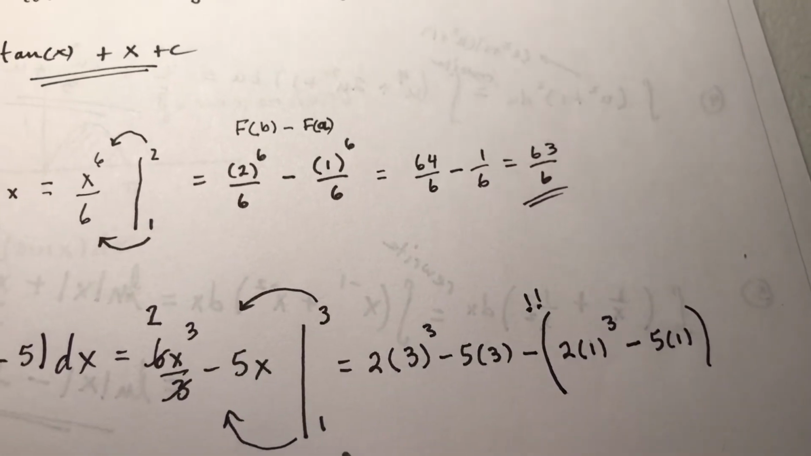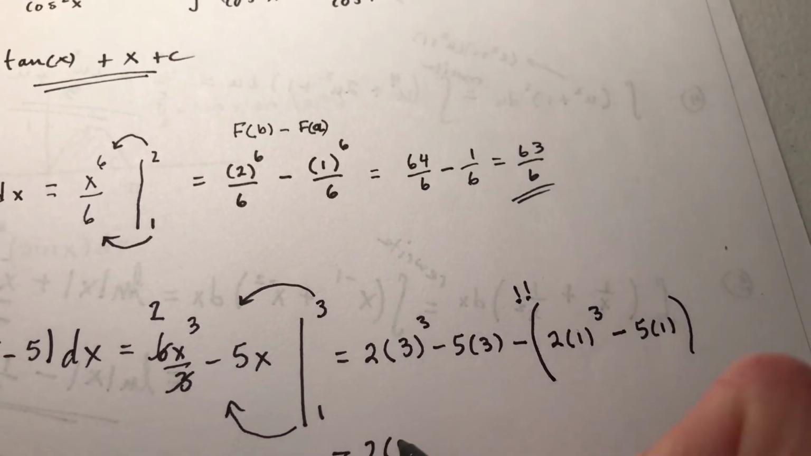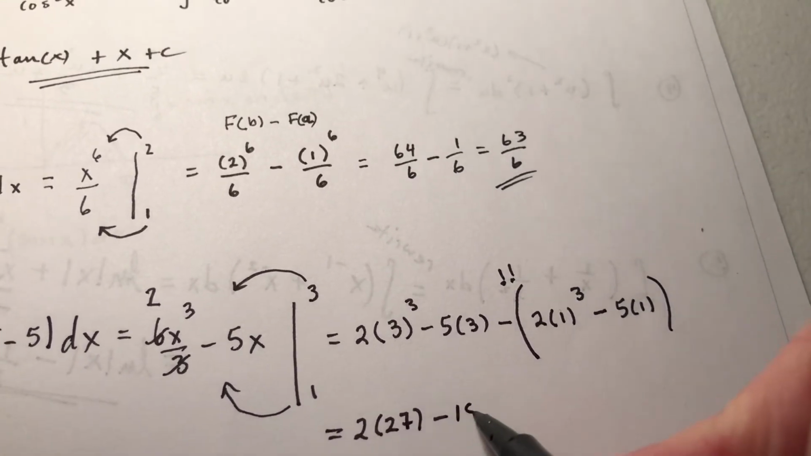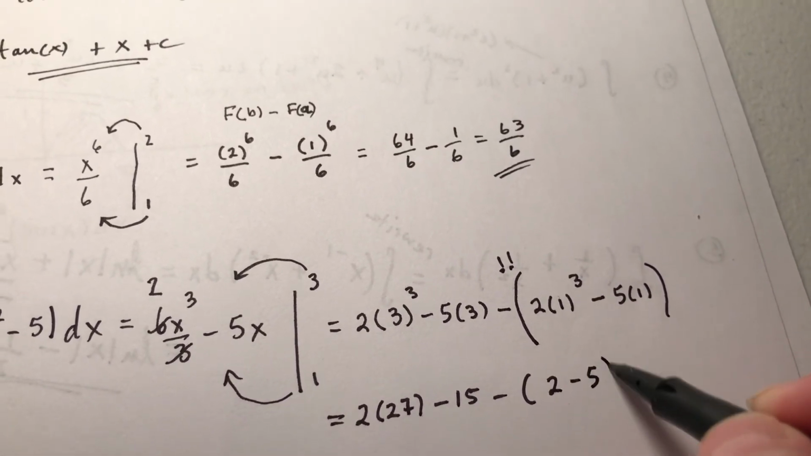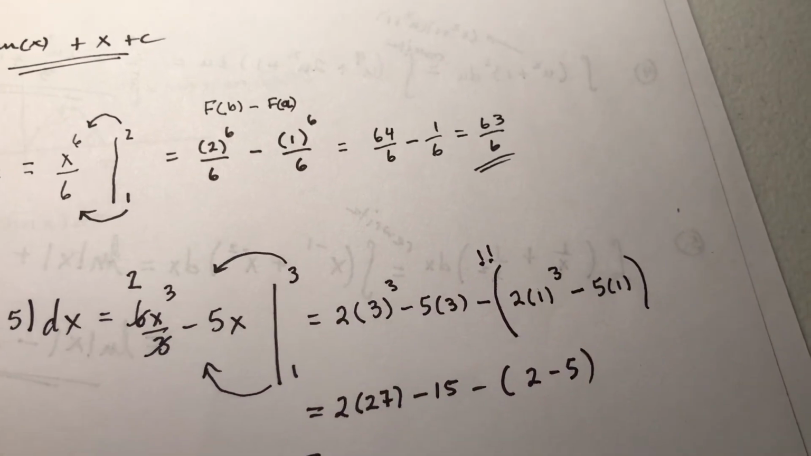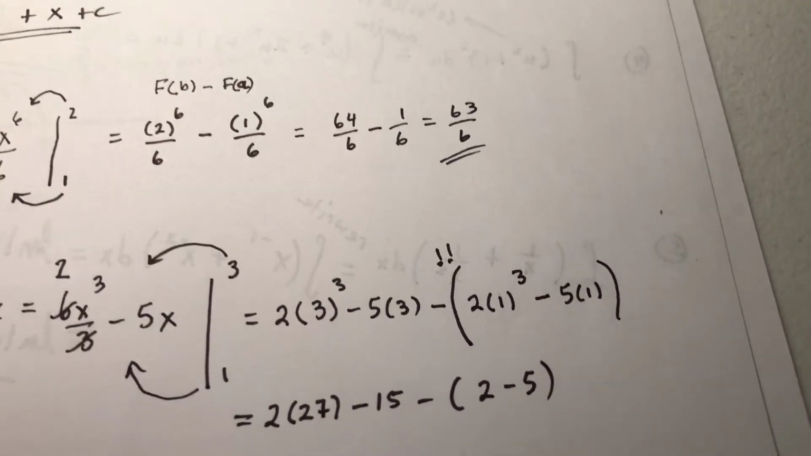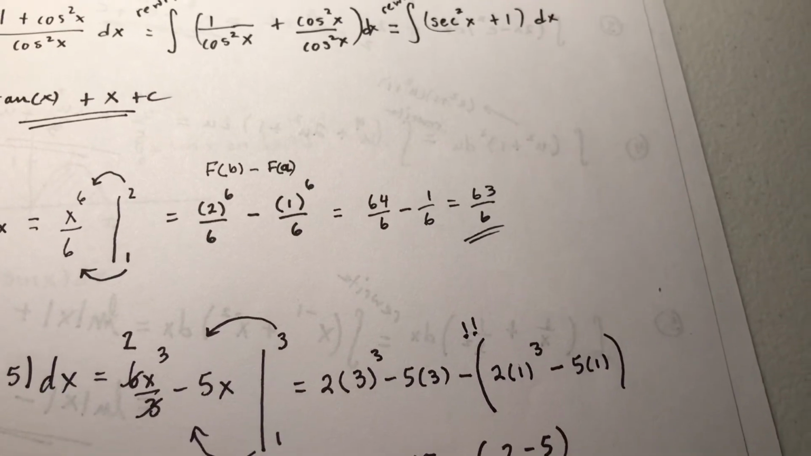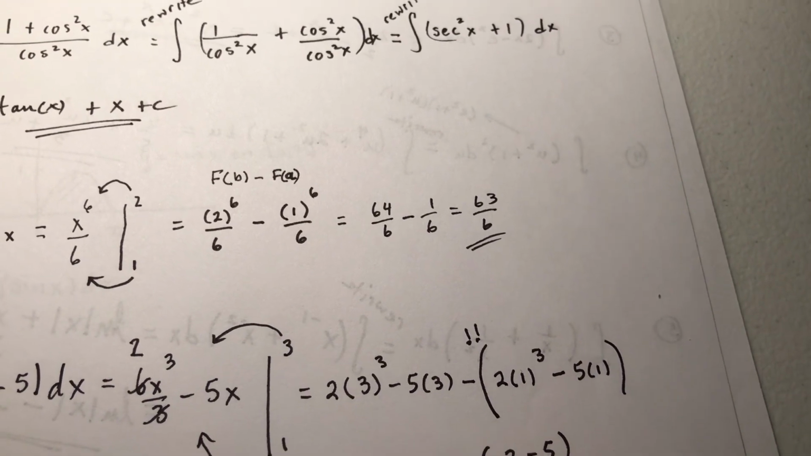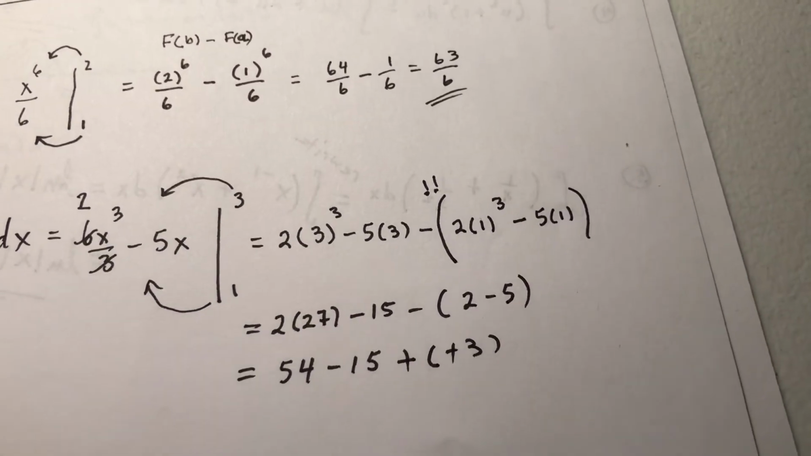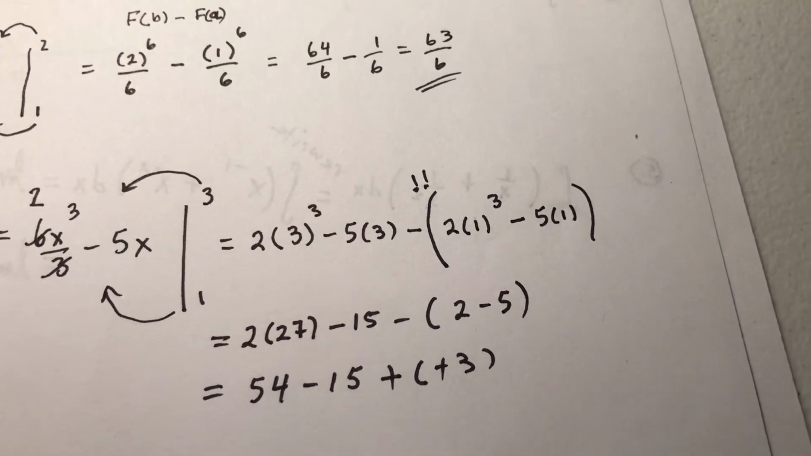And now it's a lot of arithmetic here. This is 2 times, so 3 times 3 is 9 times 3 is 27, minus 15, minus 1 to the 3rd is 1, so we get 2 minus 5 here. So 27 times 2, what's that? 27 times 2 is 54. And 54 minus 15 minus, 2 minus 5 is negative 3. So it's going to be plus 3. So whatever 54 minus 15 plus 3 is, it is 42.